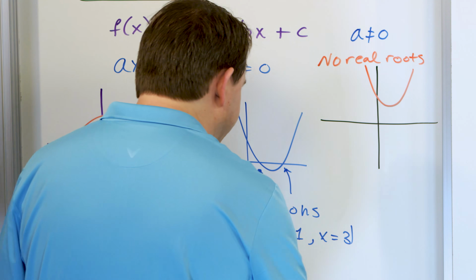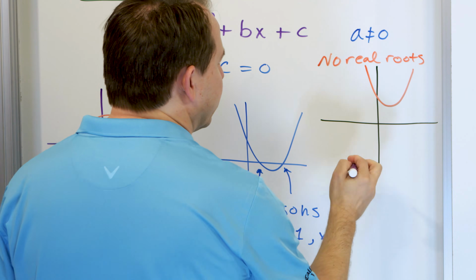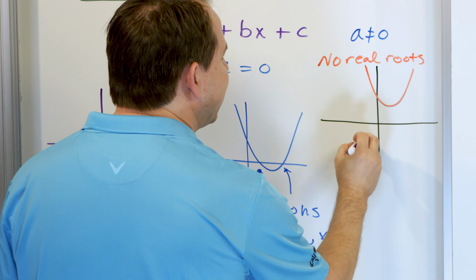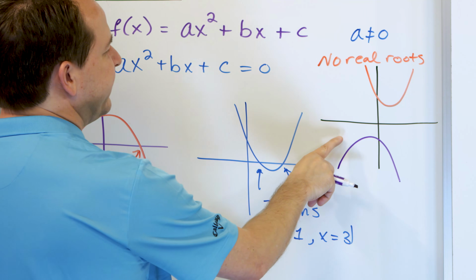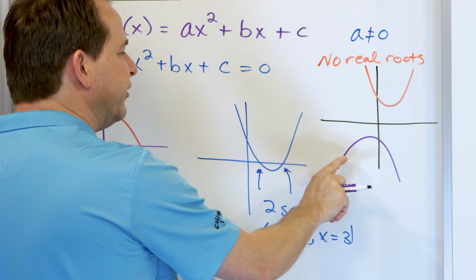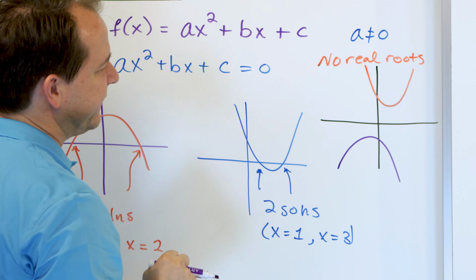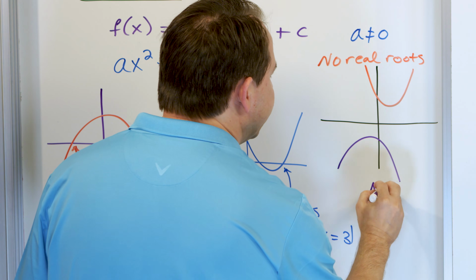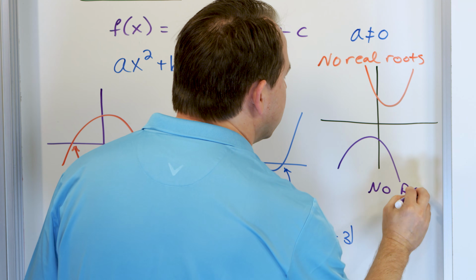Now, another example of when you would have no real roots is, what if the equation is down below but going upside down? So you see all of the values are negative for this function. They do not ever cross the x-axis. So again, there's no real roots here either. No real roots.